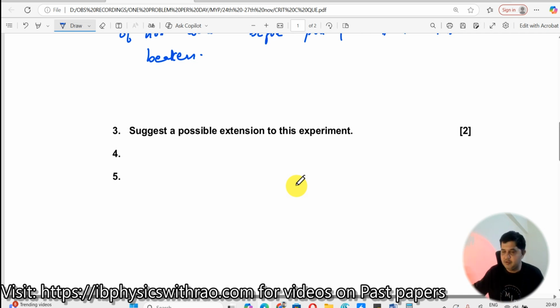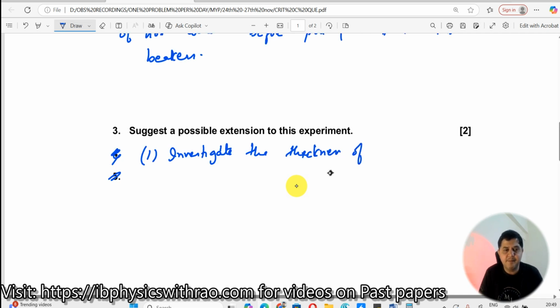Suggest a possible extension to this experiment. What is that you will do as a possible extension? So if you ask me how do you conduct this experiment, what I will suggest is that I can investigate the thickness or the number of layers.